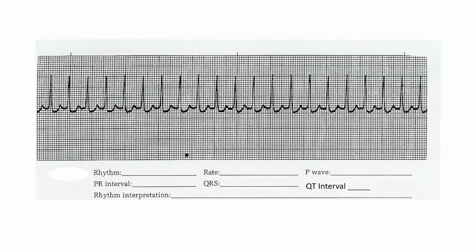In 735, this rhythm belongs to a 26-year-old law clerk who complains of sudden onset of palpitations, feels lightheaded and weak, nauseated, blood pressure 78 over 56. Now looking at this rhythm, it is regular and the heart rate is 188.